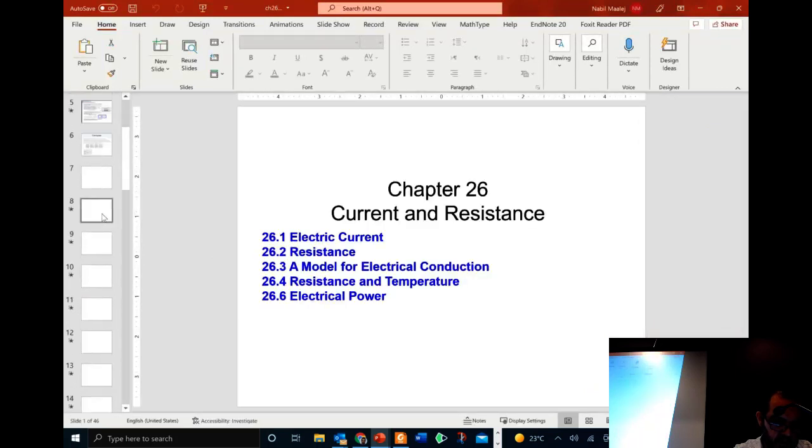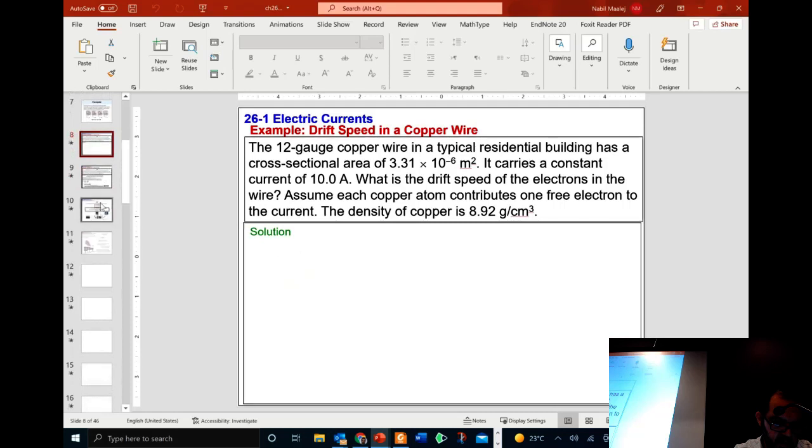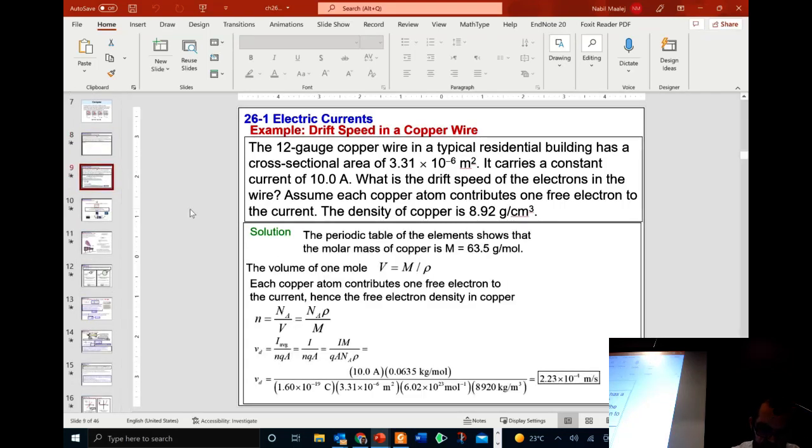Okay, so this is the solution here. This is the drift velocity: the current times the molar mass divided by Q, A, Avogadro's number, times the density of the material. Q is 1.6 × 10^-19. This is the area, the cross-sectional area. Avogadro's number is 6.02 × 10^23 atoms per mole.